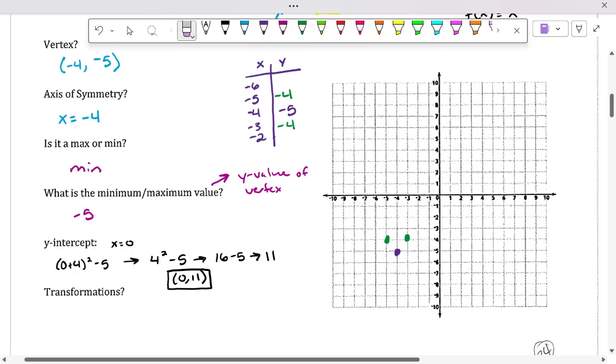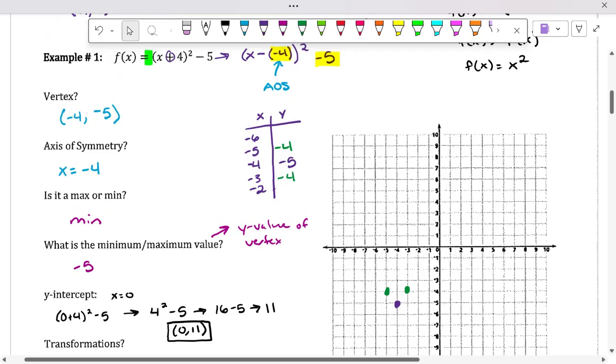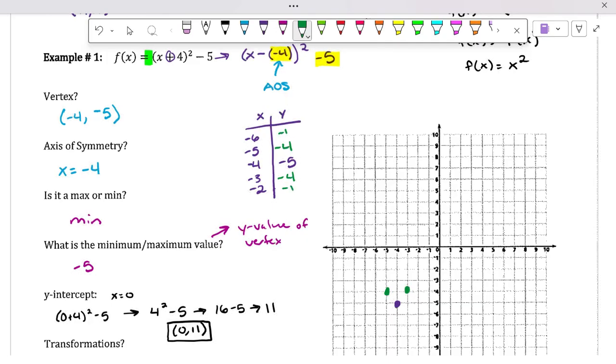So what's 2 squared? So we did -2 plus 4, which is 2. We forgot to square it. What's 2 squared? 4. What's 4 minus 5? -1. So our graph should look something like this.